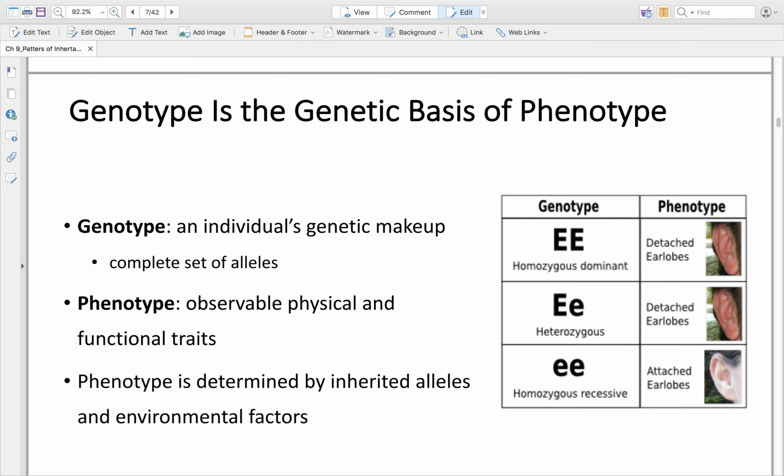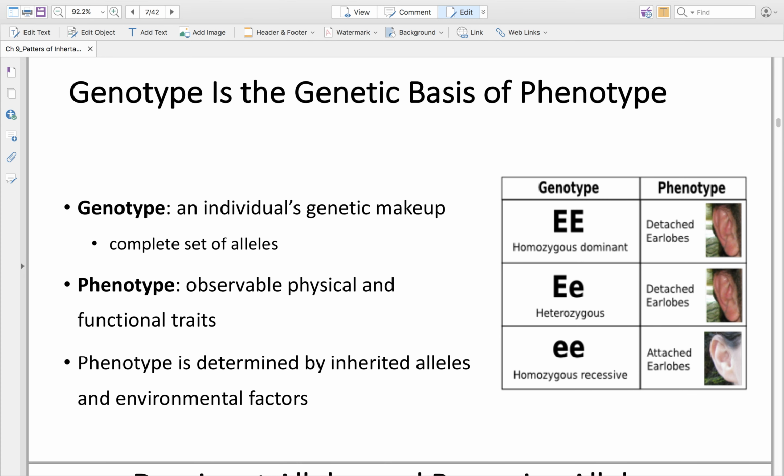We also use the terms genotype and phenotype. The genotype is the actual set of alleles, so the letters, basically. The phenotype is the physical observable trait, or functional trait, depending on what it is. If you look at this chart, the genotypes are listed. Capital E, capital E is homozygous dominant, capital E, lowercase e is heterozygous, and lowercase e, lowercase e is homozygous recessive. The phenotype is the description of what that genotype encodes for.